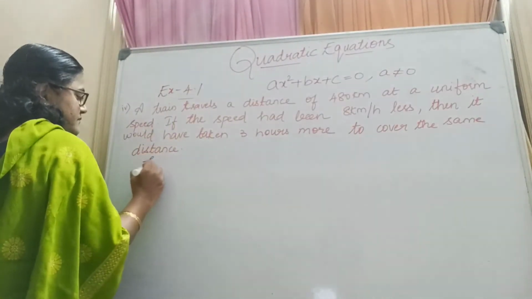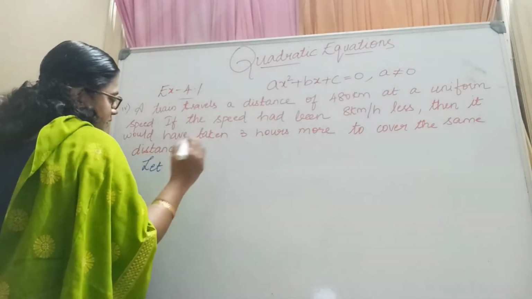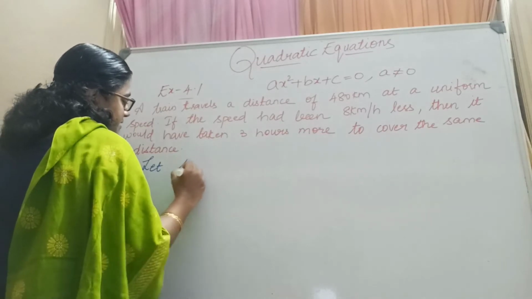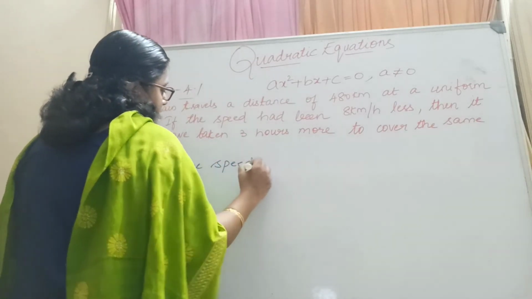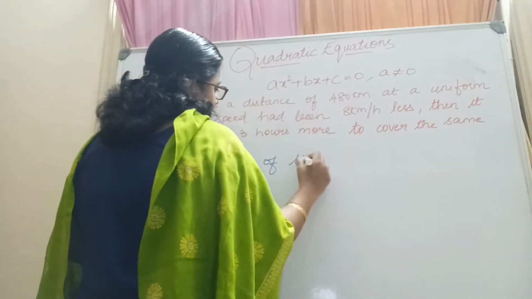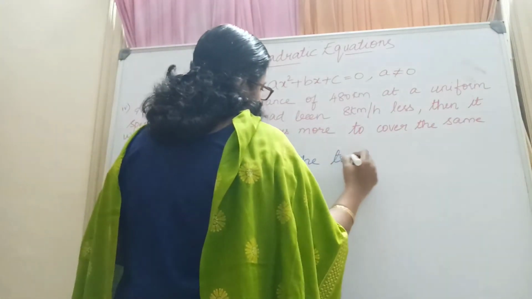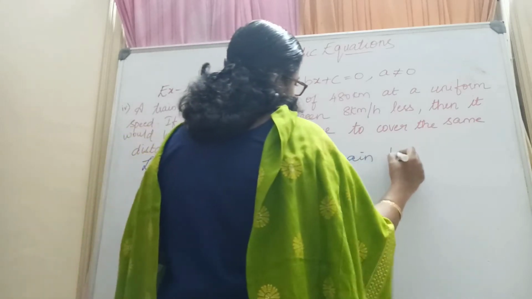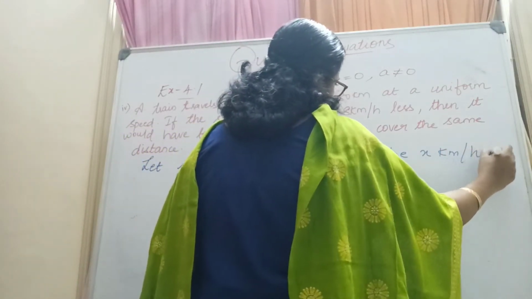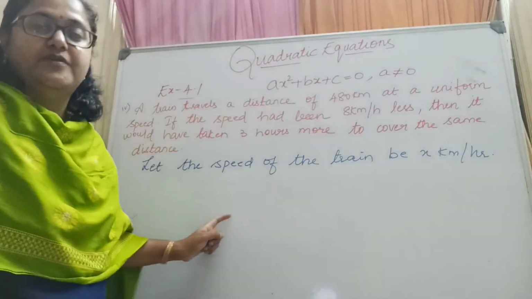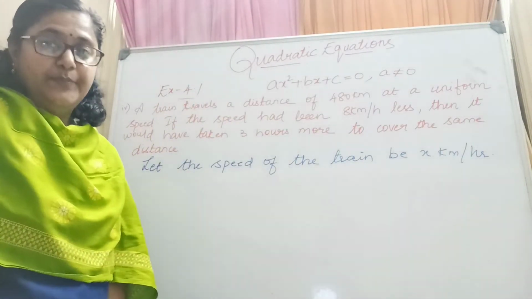Okay. So, whatever you are asked to find, consider that as a variable. Let the speed of the train be x kilometer per hour. Okay, let the speed of the train be x kilometer per hour.